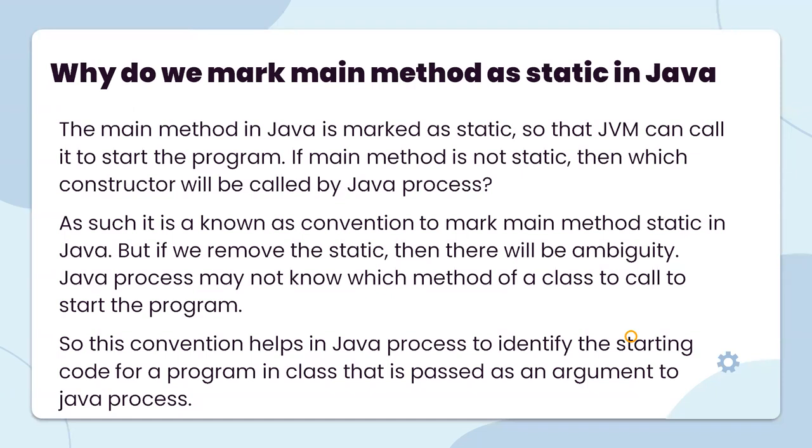Why do we mark the main method as static in Java? The main method in Java is marked as static so that the JVM can call it to start the program. If the main method is not static, then which constructor will be called by the Java process?